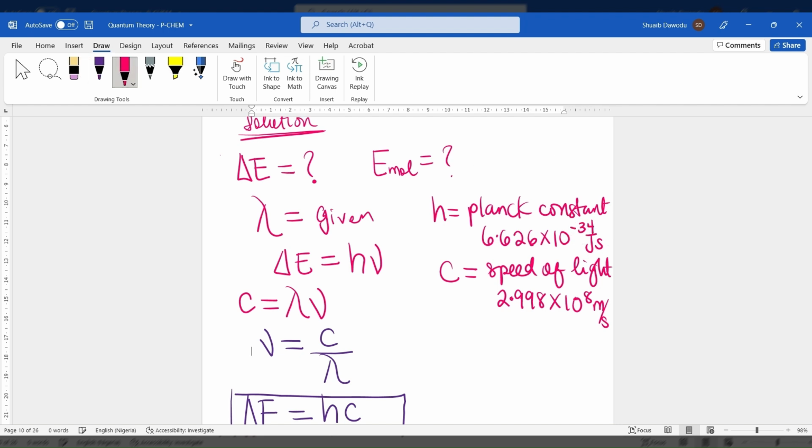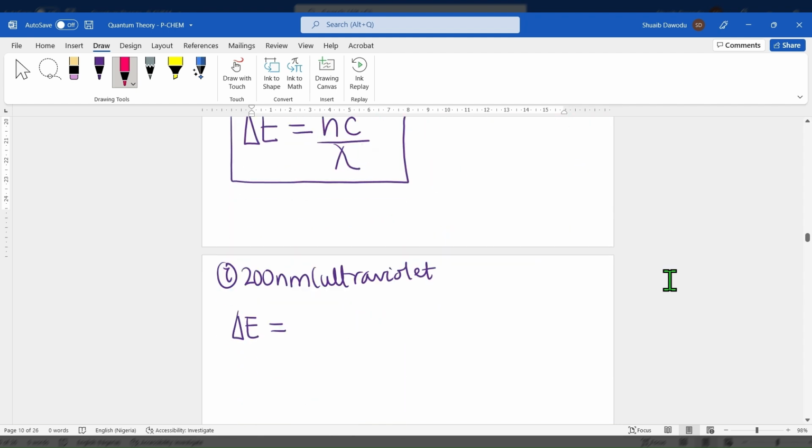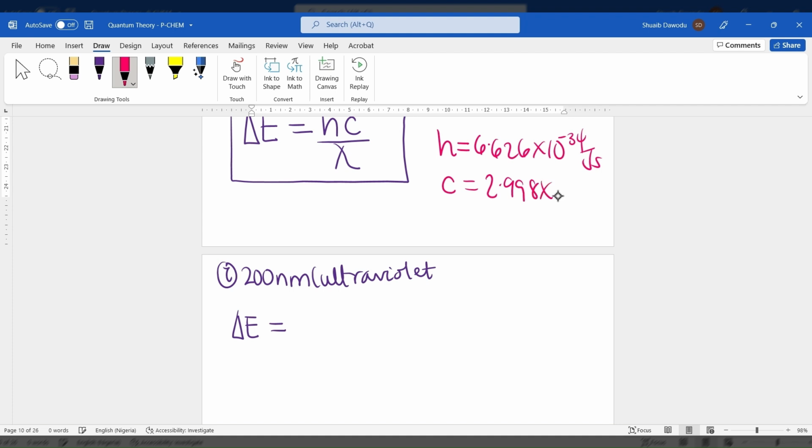That's why you always have to look at your work as frequently as possible. Let me rewrite it right here, just so everyone is on the same page. Planck's constant is 6.626 times 10 to the power of negative 34 joule seconds. And of course, the speed of light is 2.998 times 10 raised to the power of 8 meters per second. So it would be Planck's constant times speed of light divided by lambda.